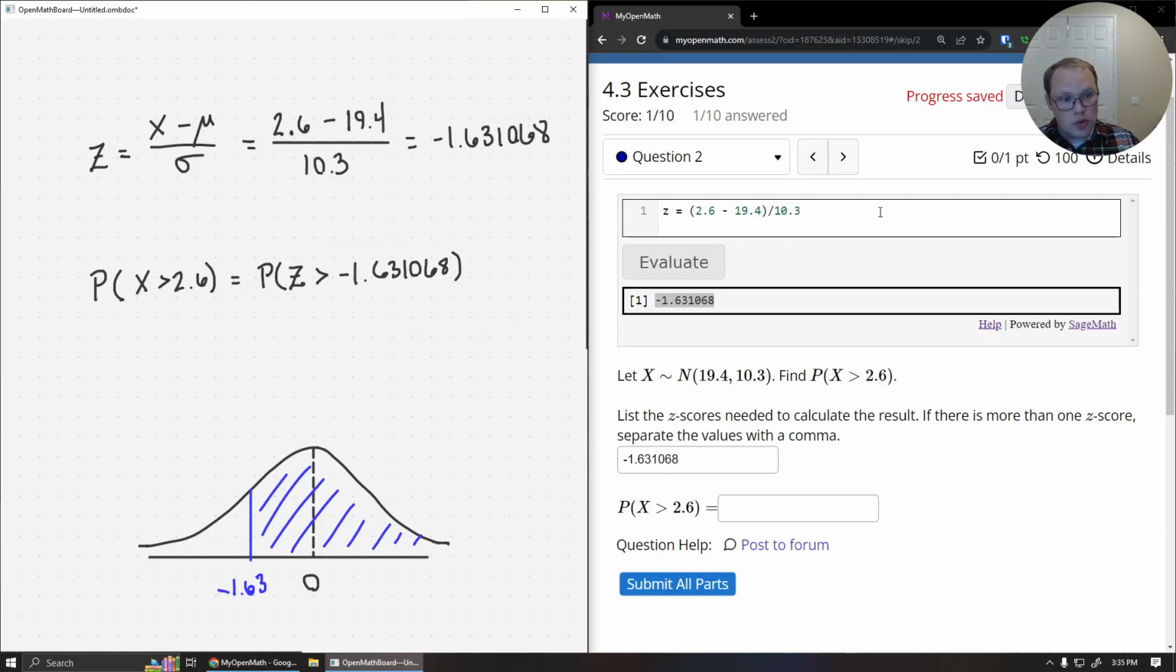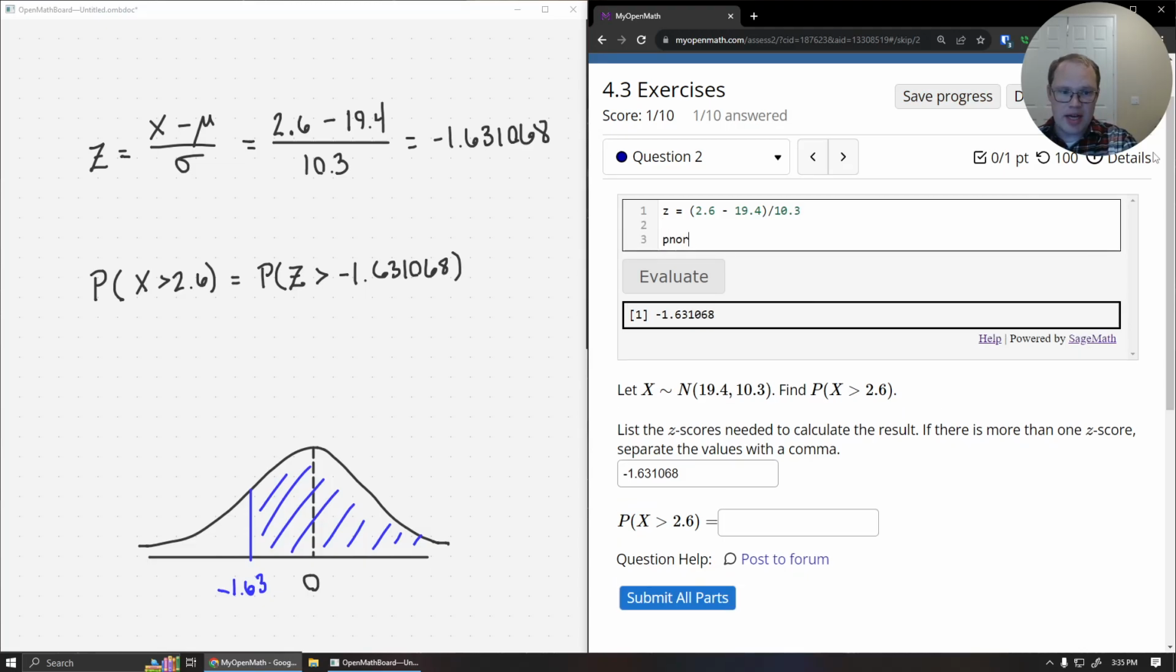So I can't just use the pnorm function as is. If I did pnorm with q equal to negative 1.631068, or pnorm with q equal to z, I can use z because I've stored that z-score in the variable z, that would give me the probability in the lower tail, to the left of that z value. It would give me this probability, or this area. That's not what I want.